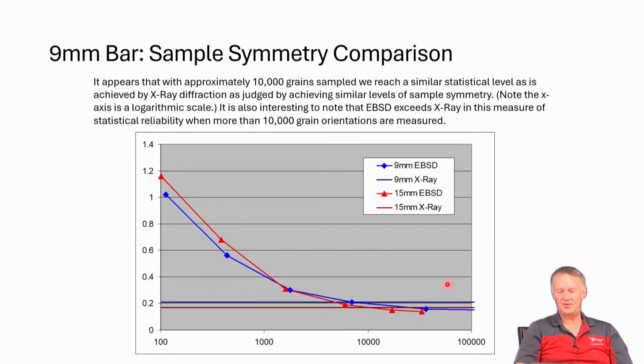So now when we play with that and we enforce the symmetry like it was done on the X-ray calculation, we look at the 9 millimeter and the 15 millimeter and what the values become as we are increasing the number of grains. Remember, the x-axis is number of grains. Now these things tend to line up better, right? And that's just because in EBSD we weren't enforcing sample symmetry, but in X-rays we inherently enforce sample symmetry. Okay.